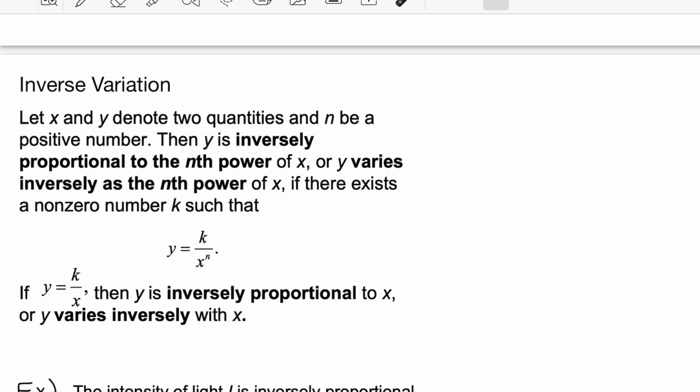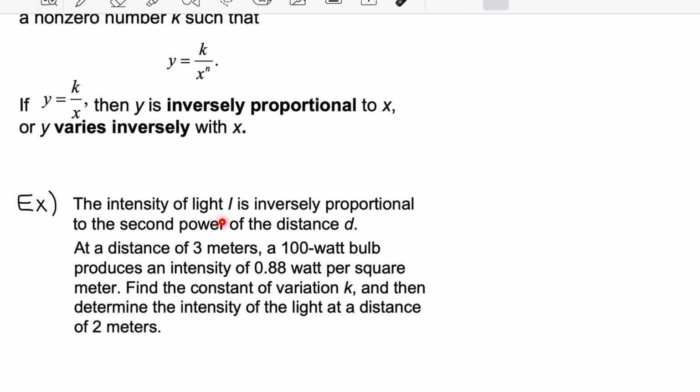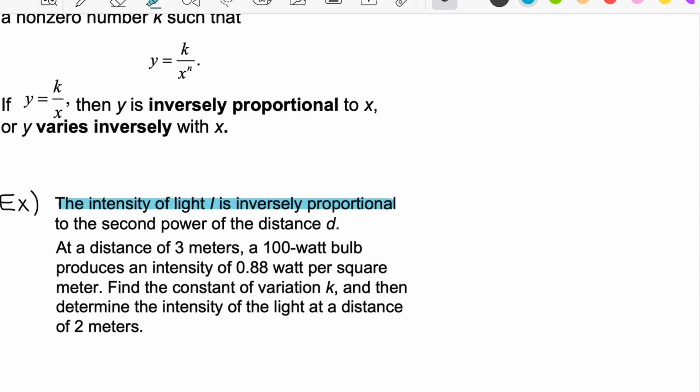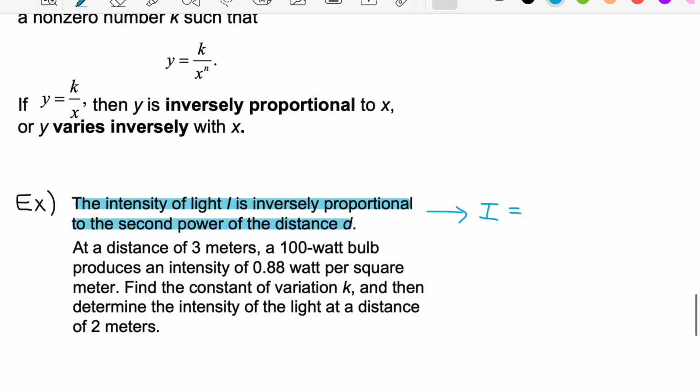So let's look at this example here. We're told that the intensity of light I is inversely proportional to the second power of the distance d. So right off the bat, let's write an equation for this. We say that the intensity of light is given by I, and it's going to be inversely proportional to the second power of the distance d. So if it's inversely proportional to some variable, that means it's going to be k over that variable to some power, given by this here. And we're told that it's the second power, so we have the distance squared on the bottom.